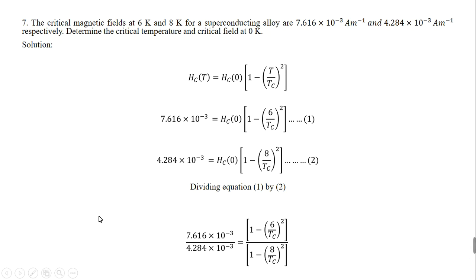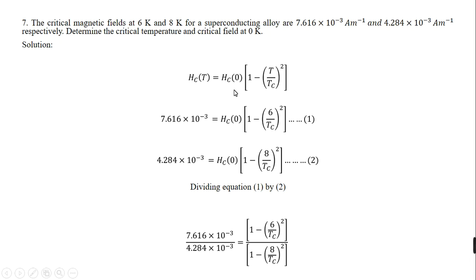Okay, so next problem. The critical magnetic fields at 6 Kelvin and 8 Kelvin for a superconducting alloy are given. Two values are given here: 7.616 into 10 raised to minus 3 ampere per meter and 4.284 into 10 raised to minus 3 ampere per meter respectively. Determine the critical temperature and critical field at 0 Kelvin.